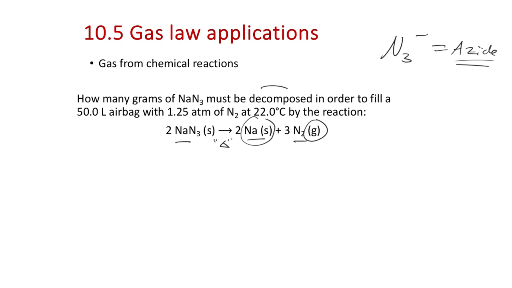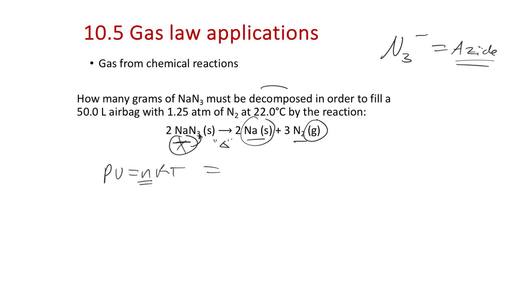But still, the question here could be, how many grams of the reactant do we need initially in order to fill an airbag to 50.0 liters, if the pressure of the airbag is going to be 1.25 atm and it's going to be at 22.0 degrees C, according to this reaction. So what we would want to figure out is, from PV equals nRT, the moles of gas. Obviously this is about the N2.